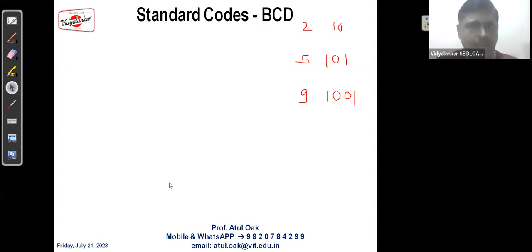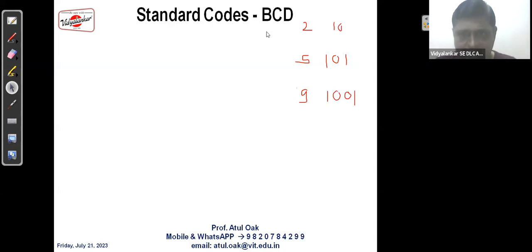Let's take one example where you get a little more clarity. One very common code is called BCD. Anybody who knows the full form of BCD, quickly in the chat box. One standard code is called BCD. Just the full form: B, C, D, a simple sequence of alphabets. Yes, that's right, binary coded decimal.